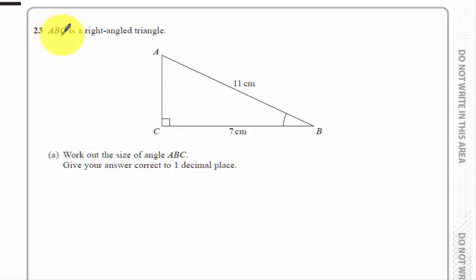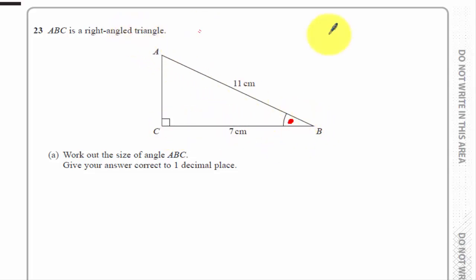Question 23. ABC is a right-angled triangle. Work out the size of angle ABC. Give your answer correct to one decimal place. So the angle ABC is formed from the line from A to B to C. So it's this angle here.